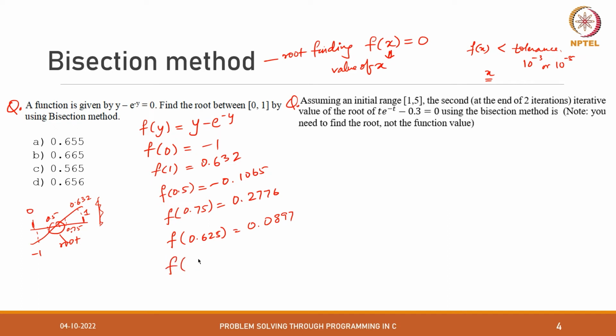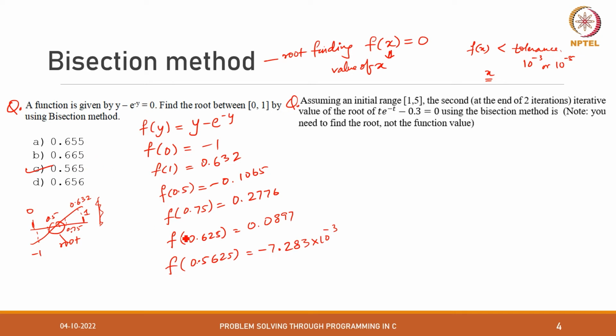What is the next bisection? 0.5 plus 0.625 by 2, so around 0.5625. What would be the value of the function here? It will be somewhere around minus 7.283 into 10 to the power minus 3. This is fairly low. We can take it that the function has a root somewhere around 0.5625, and from the options the closest is option C, which is 0.565.